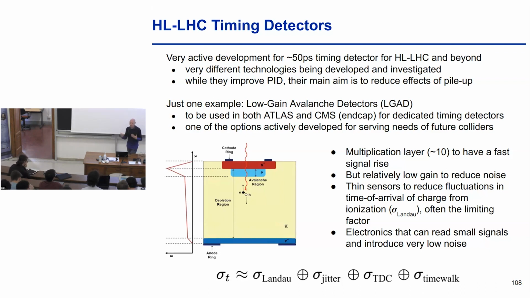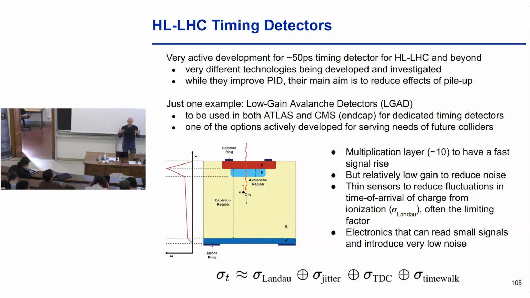Then again, to measure a time, you need a reference clock. Okay, and to give an idea, even the reference clock distributed by the LHC keeps sort of floating a little bit around. That's called jitter. And that's at the level of 5 picoseconds for the LHC clock. And then you need to digitize that time. And that electronics also introduces noise. And that's this TDC part.